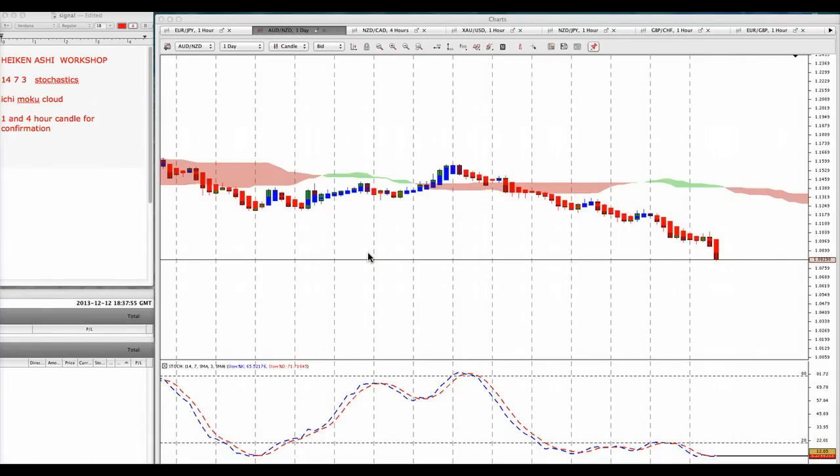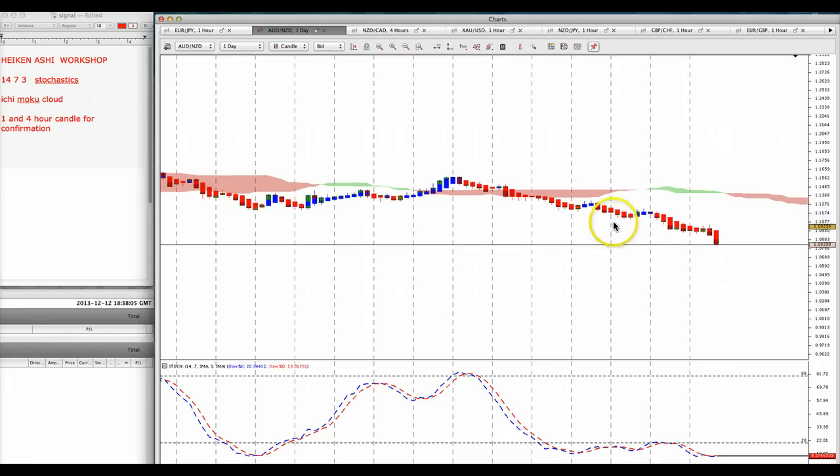Hi traders, this is Roberto, and this is a continuation of Heiken Ashi workshop part 3, and today we're going to focus on top-down analysis, and I've also added an Ichimoku cloud indicator.